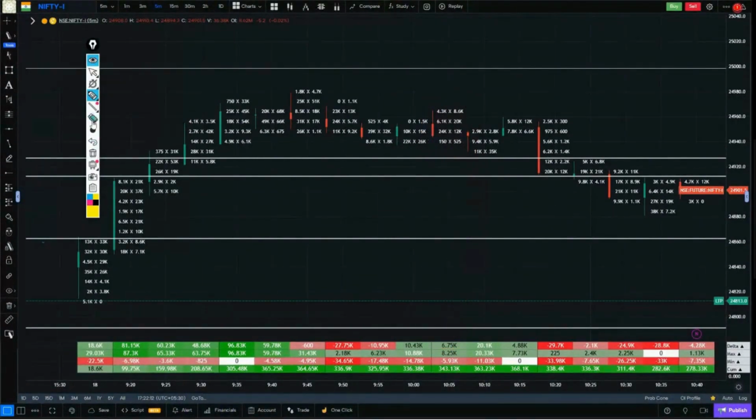Now you must be noticing two things. Some candles have a very high delta value: 81,000, 60,000, 84,000, 96,000, 27,000, 30,000, 28,000. And some candles have a very low delta value: only 600, only 10,000, 6,000, 20,000, 4,000. Meaning in some candles the delta value is very high, and in some it is very low. In those candles where the delta value is very high, there has been more buying and selling, and wherever there is more buying and selling, big players are also present.